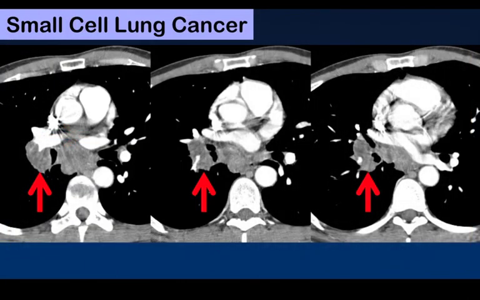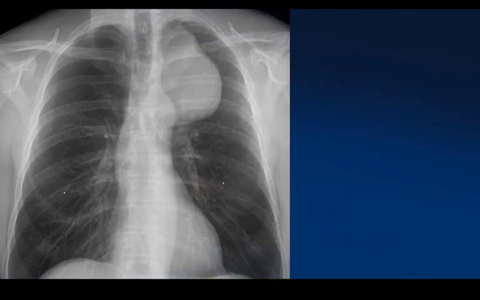CT scan confirms a mass in the right hilum, which is intimately associated with the right hilar vessels. Note also subcarinal lymphadenopathy in this patient with small cell lung cancer.